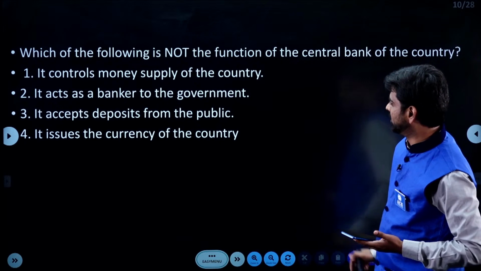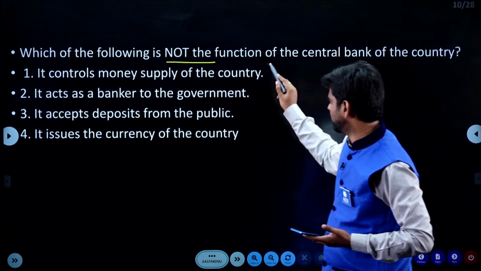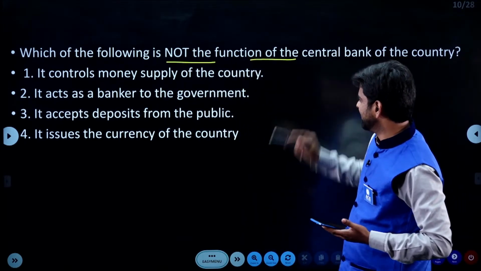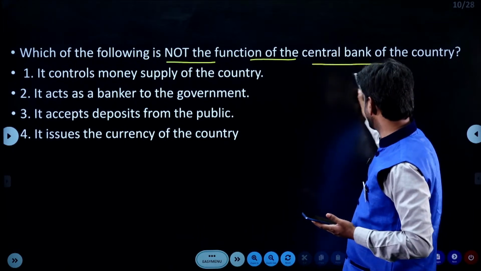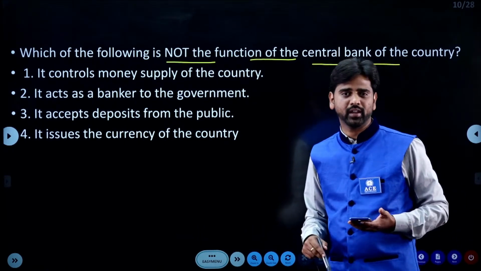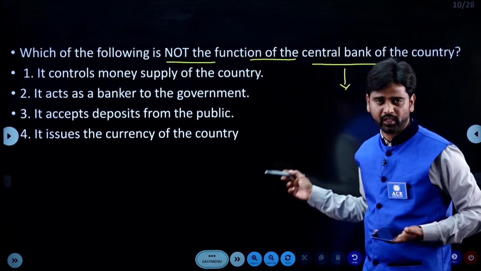Which of the following is not the function of the central bank? Please try to answer it, guys. And what is the central bank of any country? What is the central bank of India?